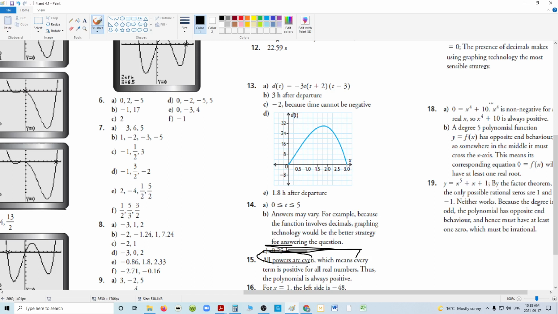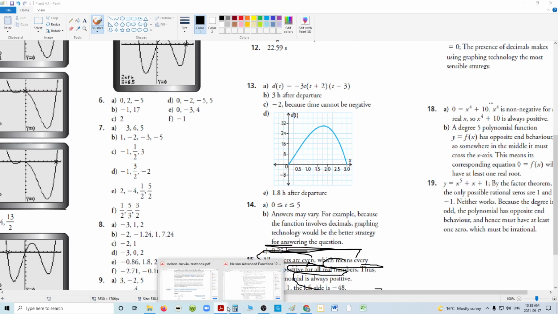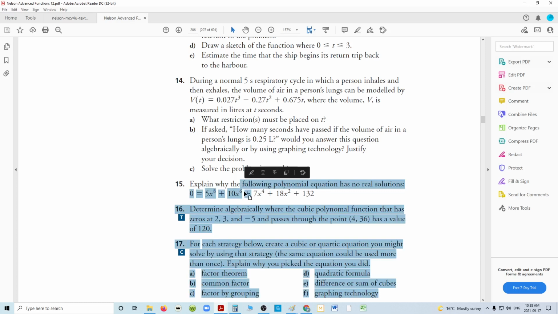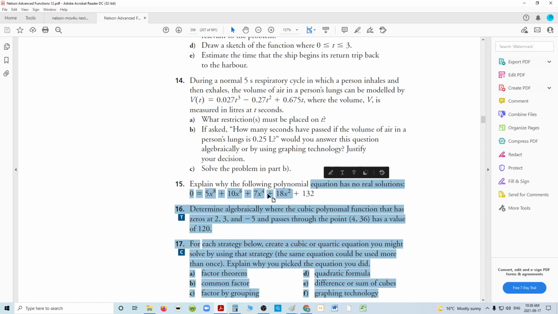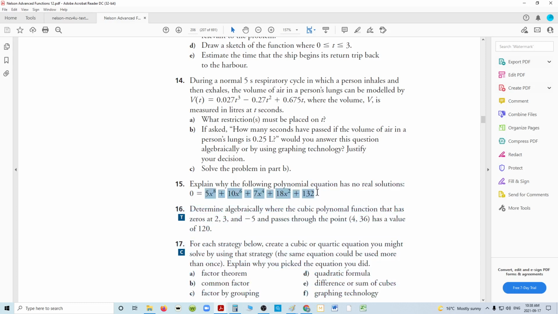All powers are even, which means every term is positive. Oh, all the powers are even. So that's something I should have noticed. Because all these powers are even, they're all going to come out positive. Because there's no negative stuff in here, this is going to raise the graph even higher, which means you're never going to have a negative result for y, no matter what I plug in for x. Even x of 0 produces plus 132. So I should have looked at all the powers there.